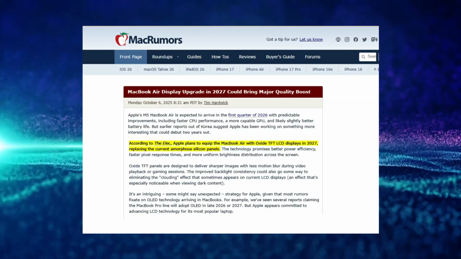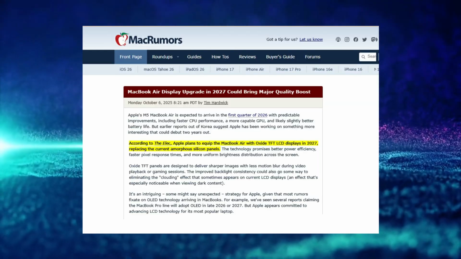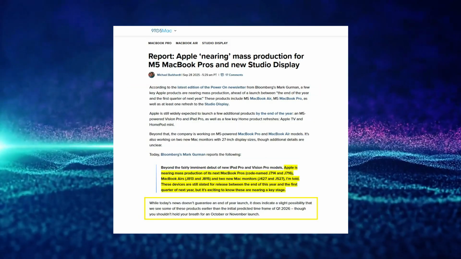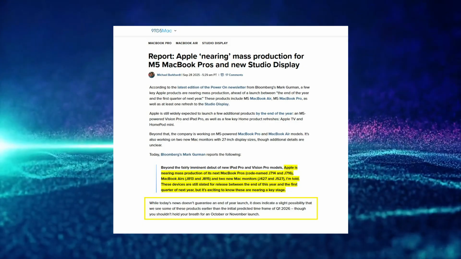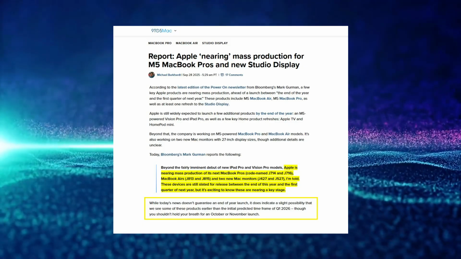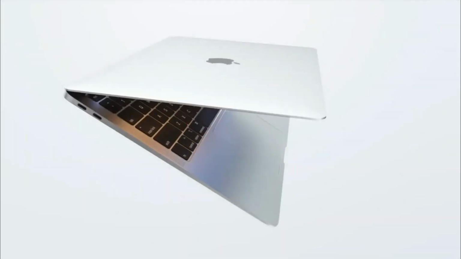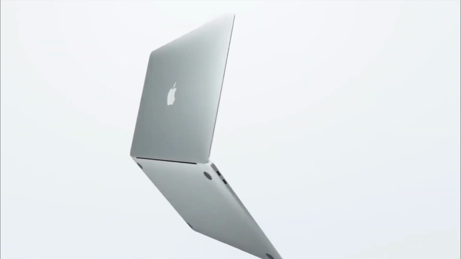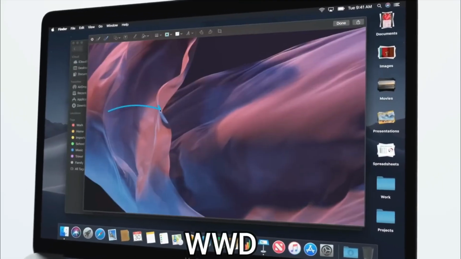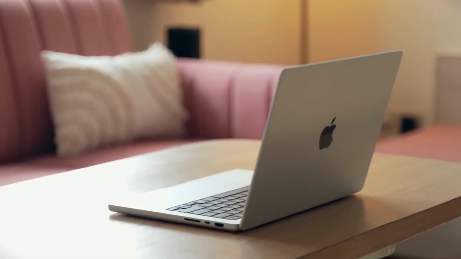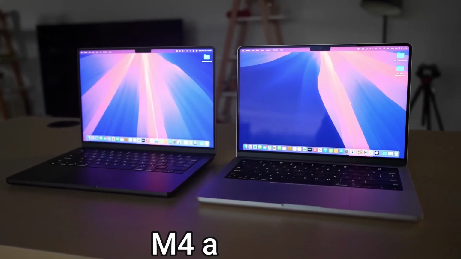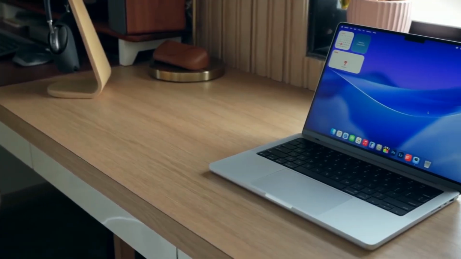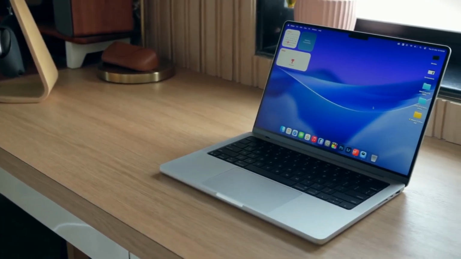According to Bloomberg's Mark Gurman, the M5 MacBook Airs in both 13-inch and 15-inch variants are currently being tested with macOS 26.2 and are expected to launch in early 2026, most likely around March. This timeline aligns with Apple's usual spring release cycle, positioning it just ahead of WWDC. Prices are expected to start around $1,099, with older M4 and M3 Air models likely seeing price cuts once the new version arrives.